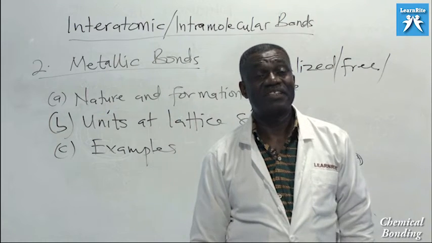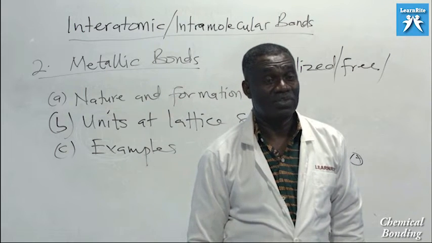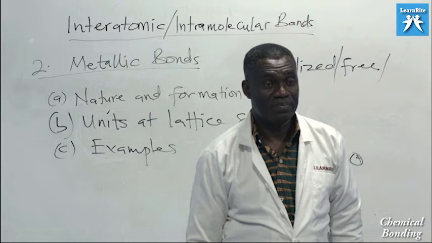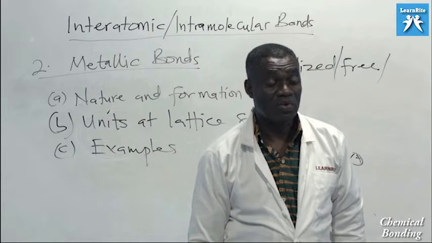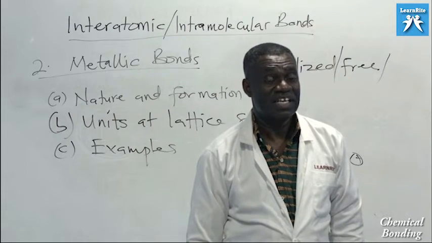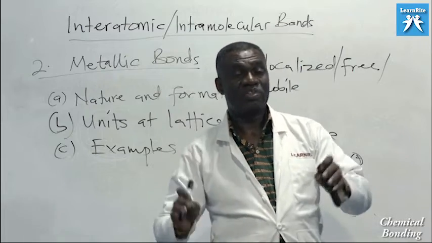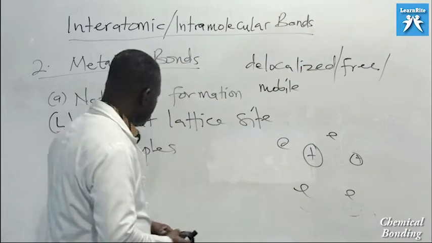So if they ask you to write examples of metals, look at the periodic table. You can have countless of them. We have 103, 104 substances. A number of them are metals. So those are the examples of metals.